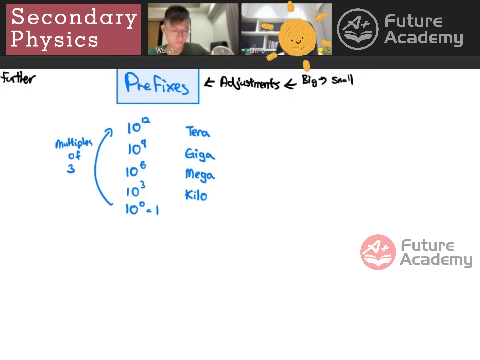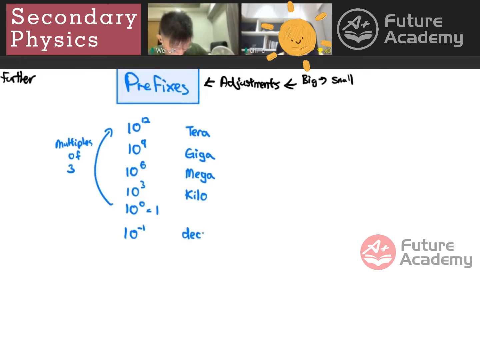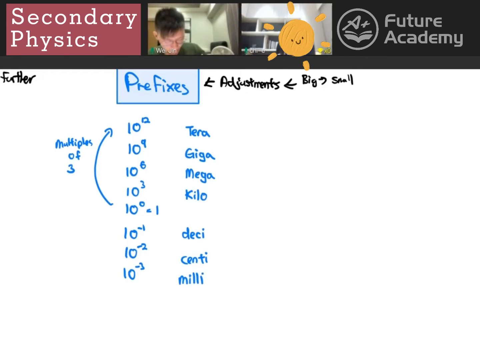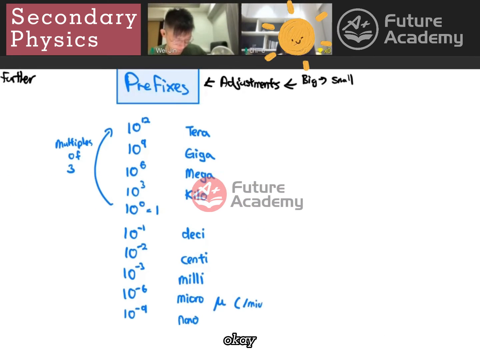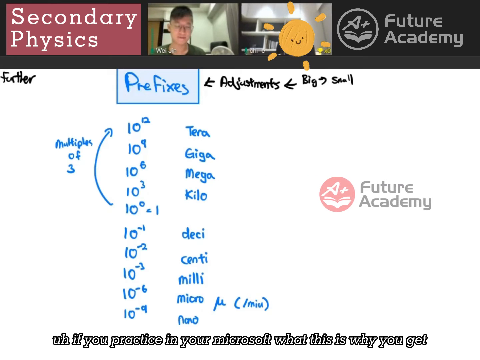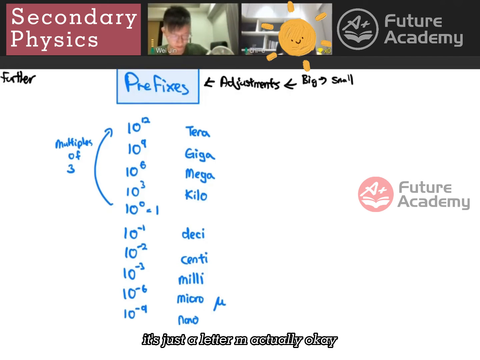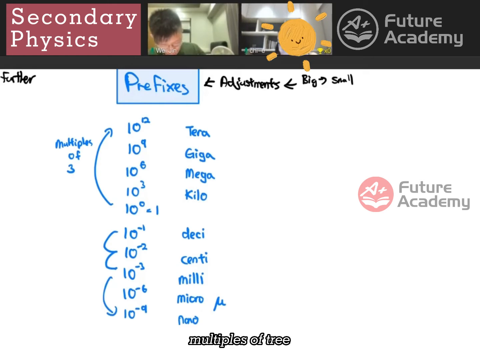What about smaller things? For smaller things, I have 10 to the minus 1, that is deci. 10 to the minus 2 is centi. 10 to the minus 3 is milli. 10 to the minus 6 is micro. 10 to the minus 9 is nano. Micro is given this mu symbol. This is called mu. If you press this in your Microsoft Word, this is what you get. Sometimes it's written without the tail, it's just a letter M actually. So this is going from -1 to -2 to -3, then multiples of 3.